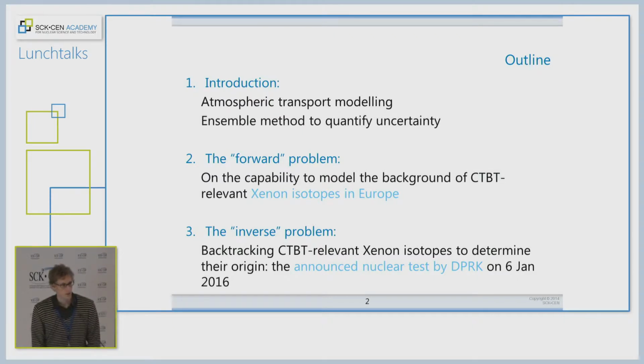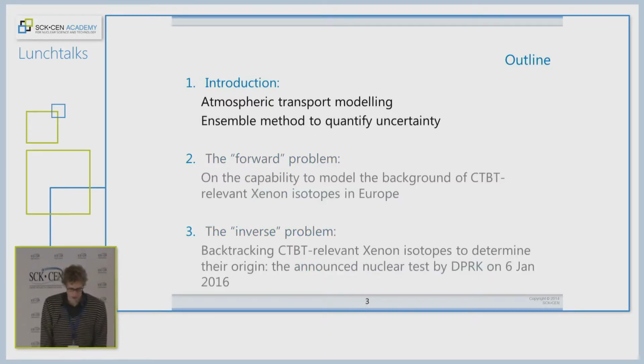And then I will show two applications, which can be called the forward problem and the inverse problem. So the forward problem is basically the problem where we have known sources and we try to calculate concentrations at certain locations. And we will show an example where we calculate the xenon concentrations of certain isotopes in Europe. For the inverse problem, we don't know the source, and we will show an application where we investigate the announced nuclear test by the Democratic People's Republic of Korea on the 6th of January 2016 last year.